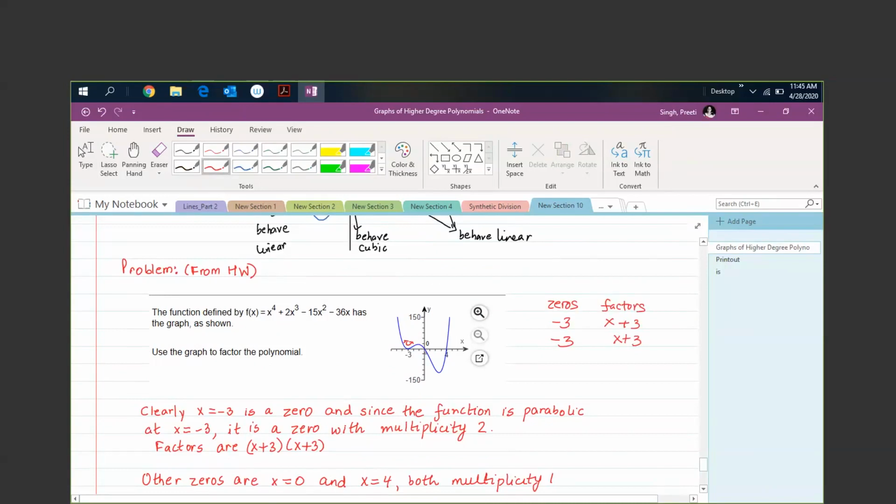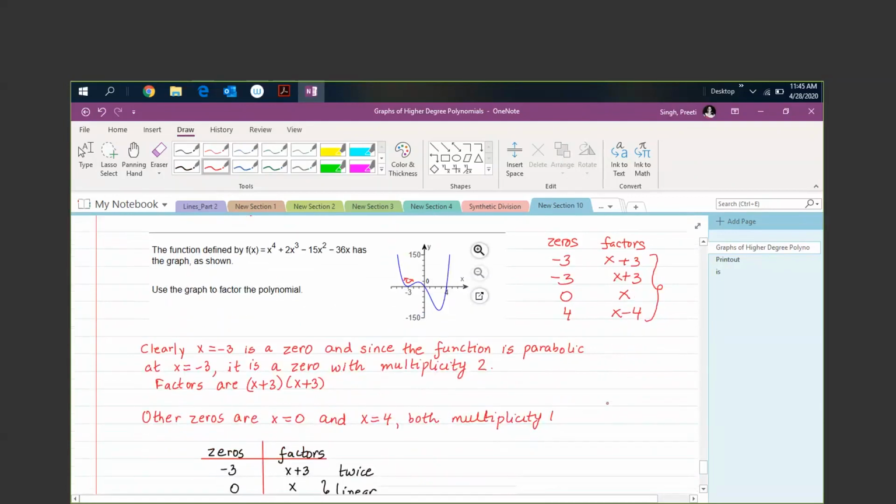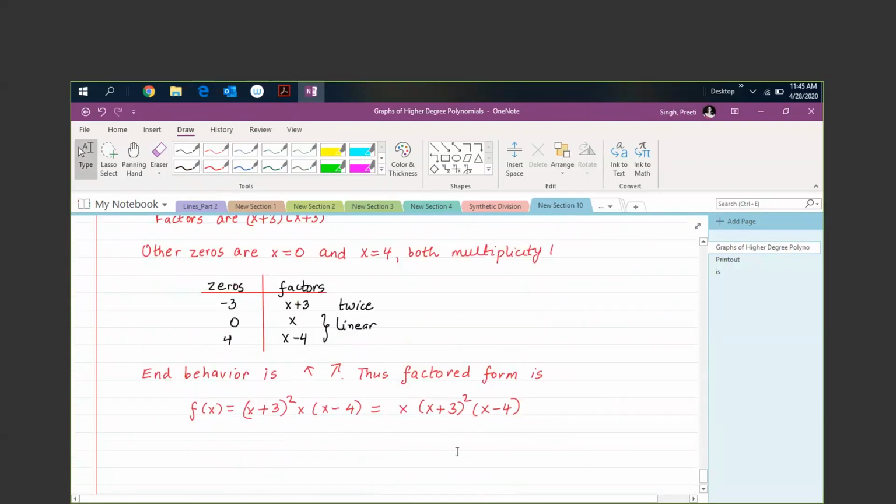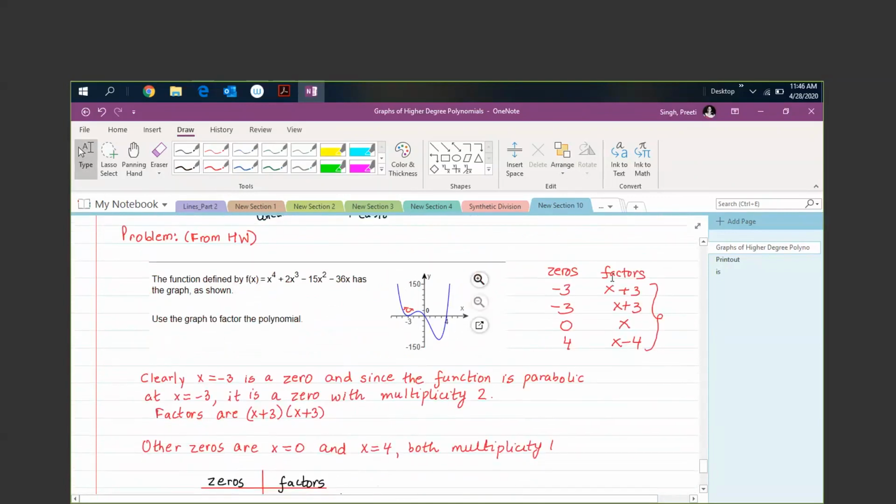At 0, the function is crossing 0, but linearly. So 0 is a zero and the factor is just x. Again, at 4, the function is crossing linearly and the factor is x minus 4. These are the complete answers. The function is not crossing anywhere else. Multiply all of these, and that will give you the factored form of this question. So again, I have written -3 twice here.